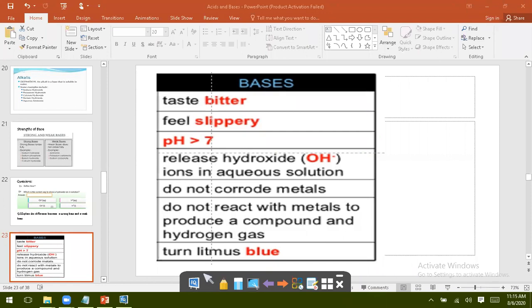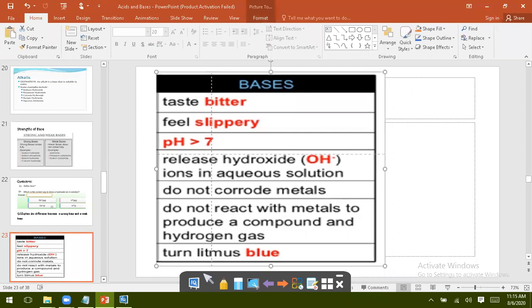A base does not corrode metals. An acid corrodes metal: an acid reacts with metal to produce a compound and hydrogen gas, but a base does not. A base turns litmus blue, and an acid turns litmus red. So those are the properties of bases.